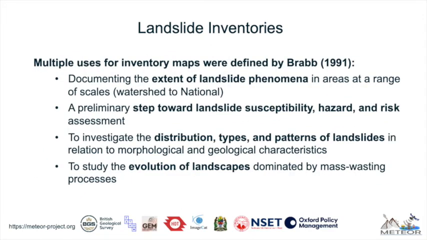Brad defined multiple uses for inventory maps, which I will flag up before focusing on susceptibility maps. Inventory maps can provide valuable information on the distribution, type and pattern of landslides in an area, which is really useful information for planning purposes or for civil contingency. Inventories form part of the study of the evolution of an area by mass wasting and are a preliminary first step towards susceptibility, hazard and risk assessment.